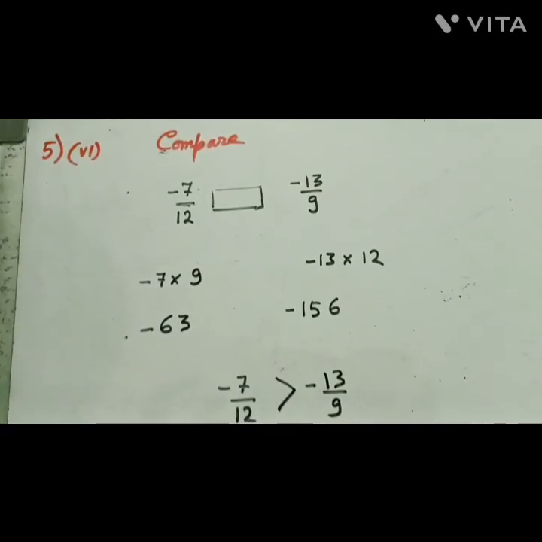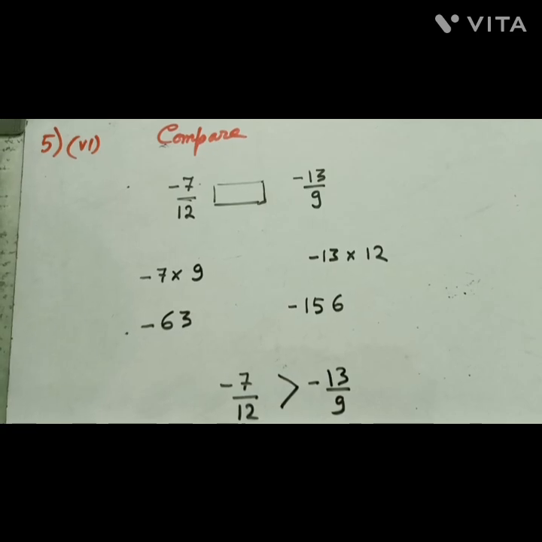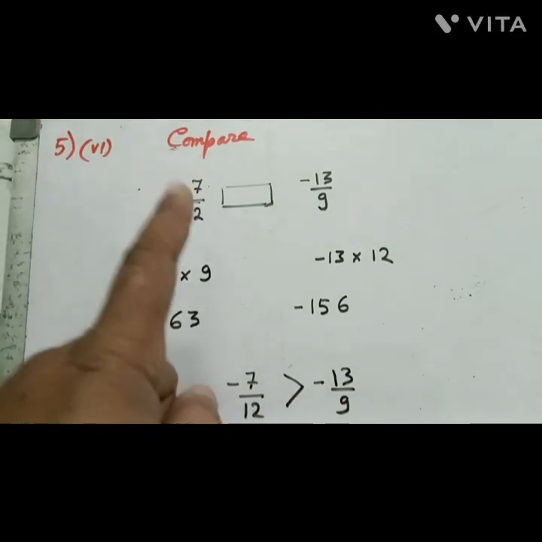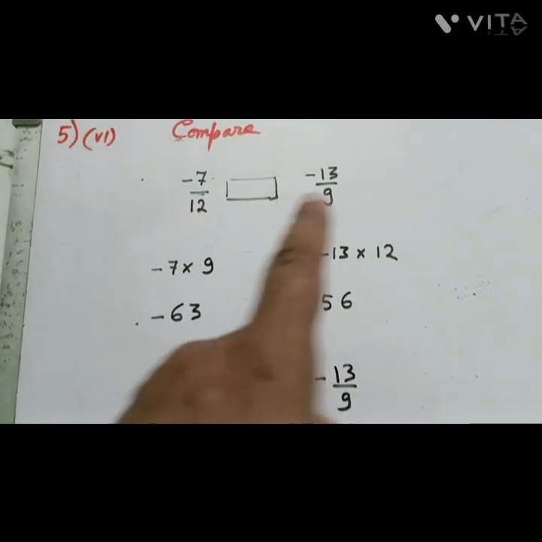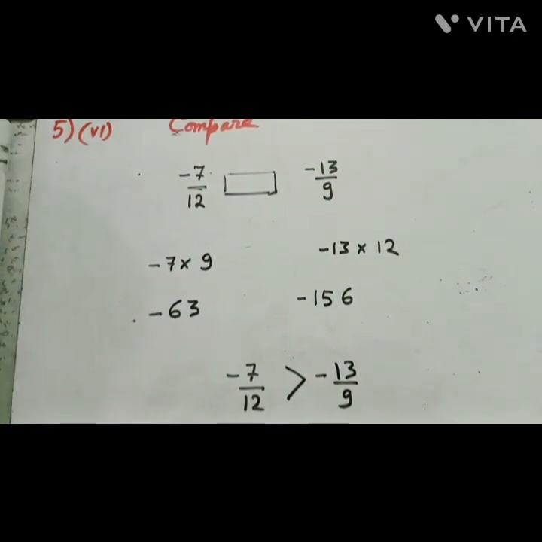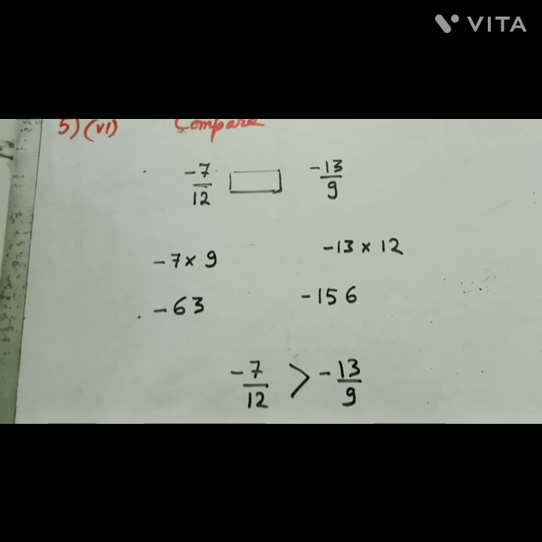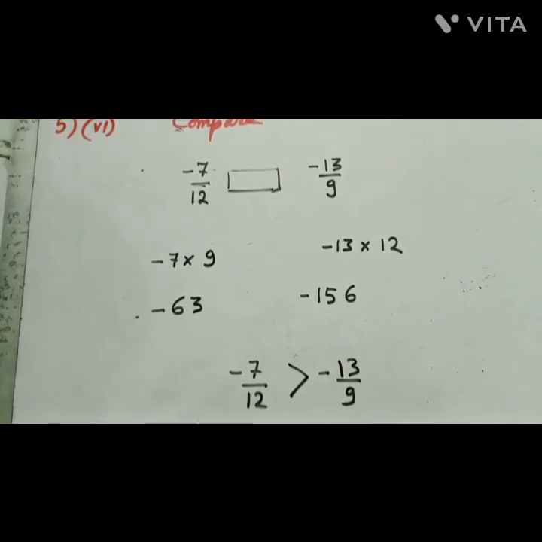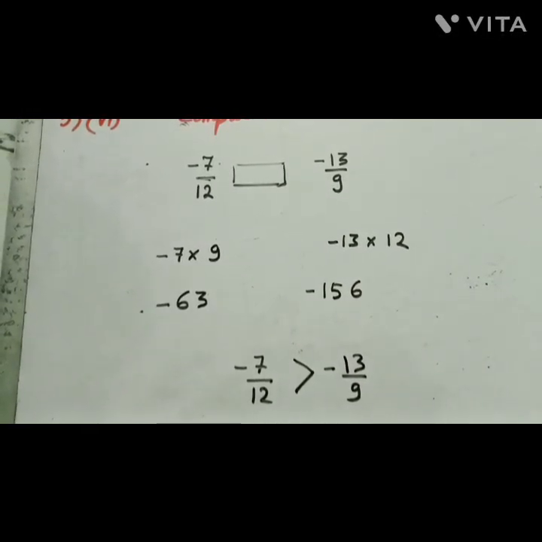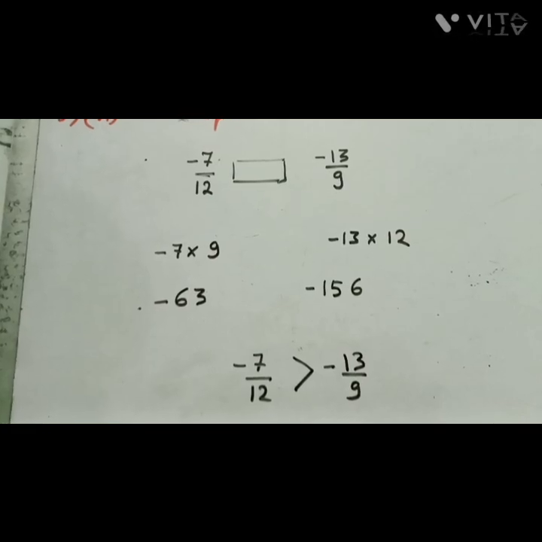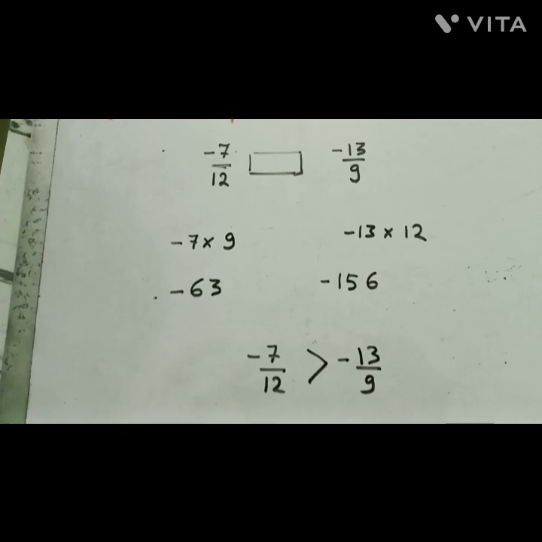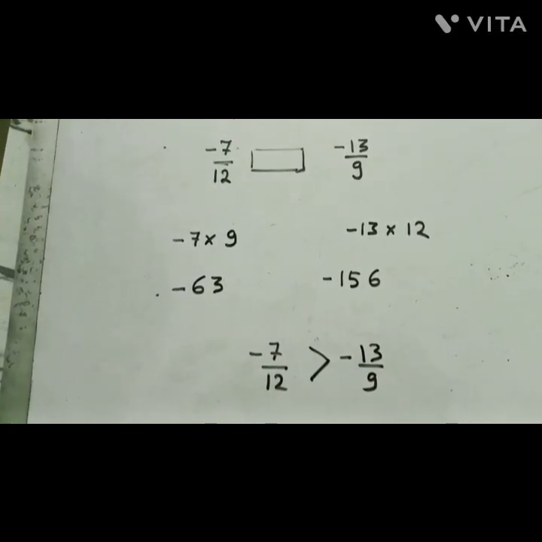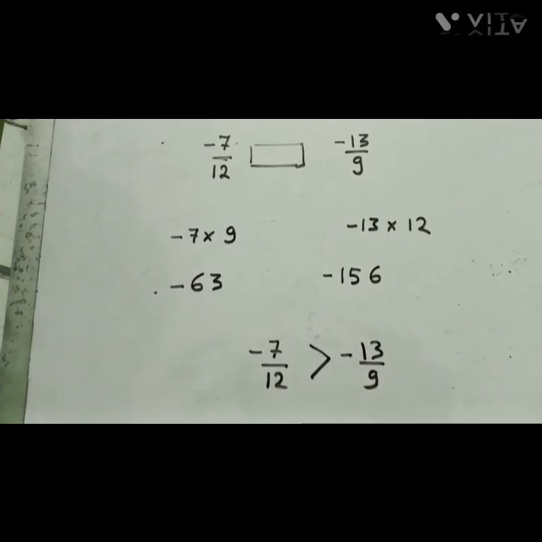So I compare it using method number 2. What is method number 2? Numerator multiplied by the opposite denominator, and denominator multiplied by the opposite numerator. So minus 7 into 9 and minus 13 into 12. Minus 63 and minus 156. As I taught you, both are negative, so the number with the lowest value has more valuation. So minus 63 is greater than minus 156. So minus 7 by 12 is greater than minus 13 by 9.